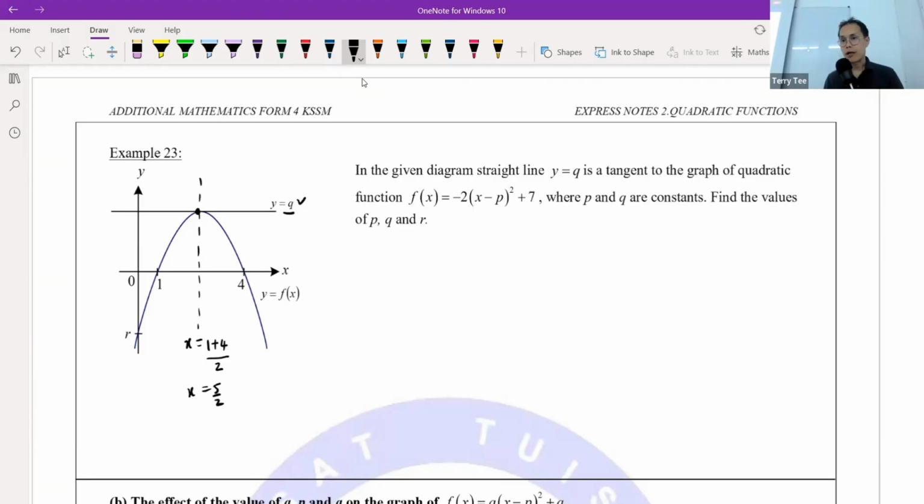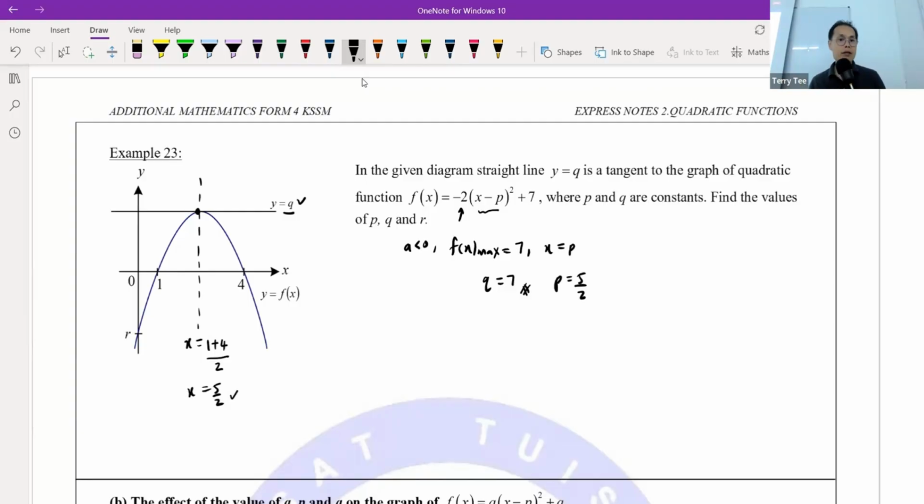Now, next thing is we want to find the maximum or minimum from your quadratic function. You can see your a is less than 0. Your f(x) has a maximum. And what's my maximum? My maximum is 7. When the one inside the bracket is 0, x is just p. So let's take this and compare with what you have from your graph. Now, from your graph, your maximum or your vertex is q. So q is just 7. And your axis of symmetry is 5/2. So your p is 5/2.